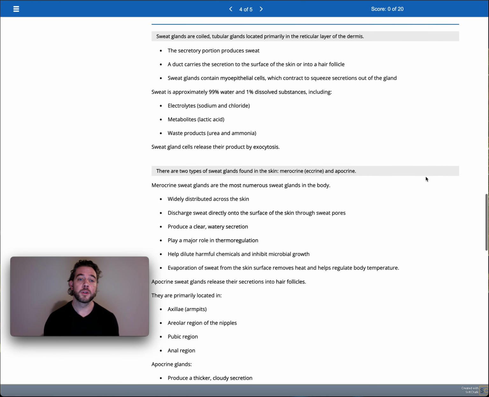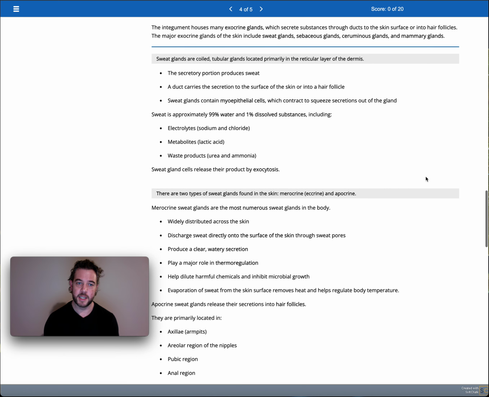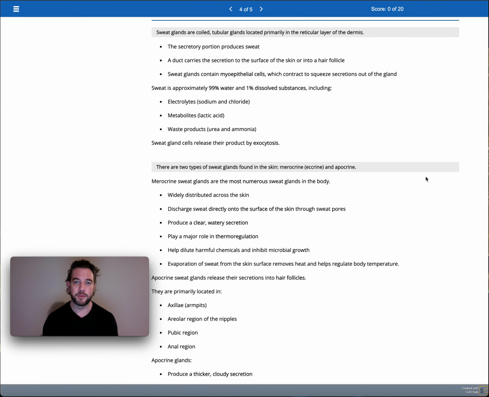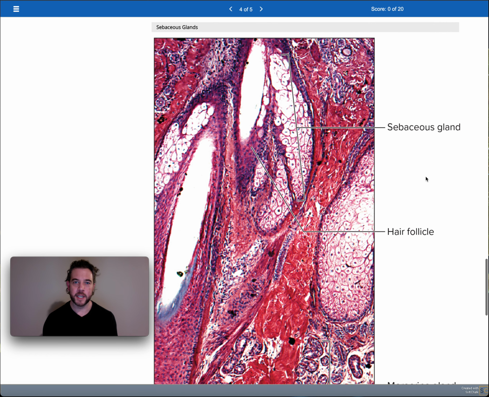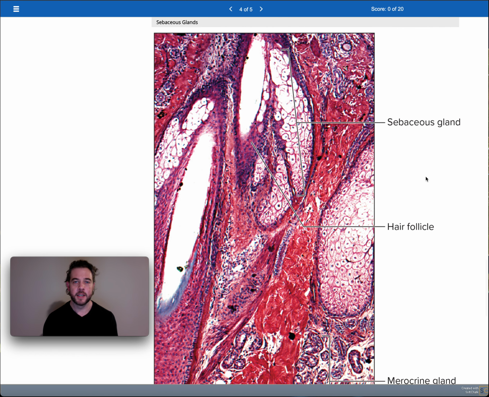So those are your sudoriferous glands. Sweat glands are sudoriferous. There are two types: your merocrine and your apocrine sweat glands. The third type of exocrine gland is the sebaceous gland, and this is your oil gland. So three types of exocrine glands: merocrine and apocrine are your sweat glands, and sebaceous glands are the oil glands.